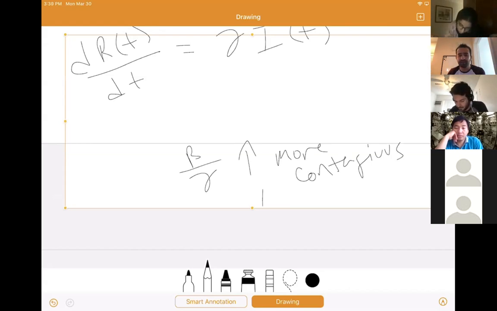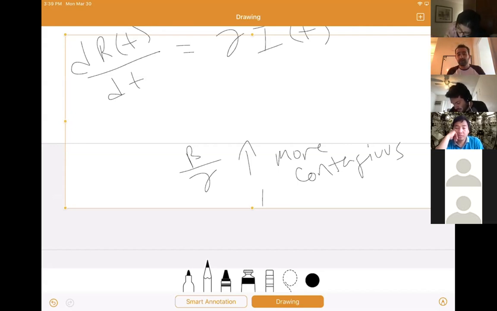Okay, and you can think of it like this. If beta is way bigger than gamma, that means a lot of people are becoming infected and not a lot of them are recovering. Or the converse, if gamma is really big and beta is really small, then not a lot of people are becoming infected, and those that do get infected are recovering really quickly. So then it's not a very contagious disease, or it's not a very dangerous disease.